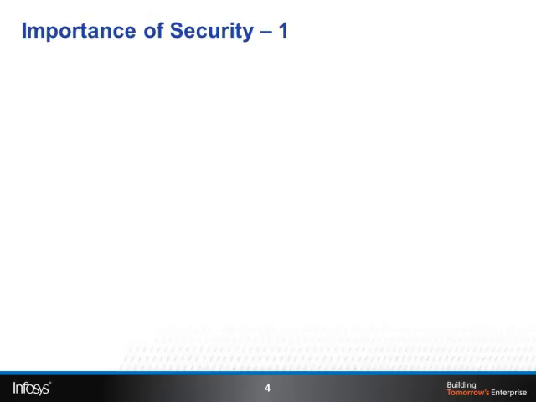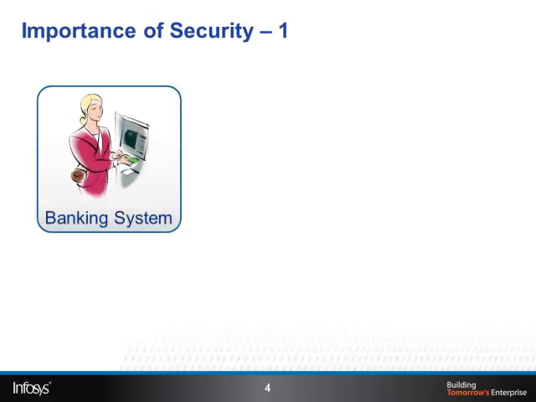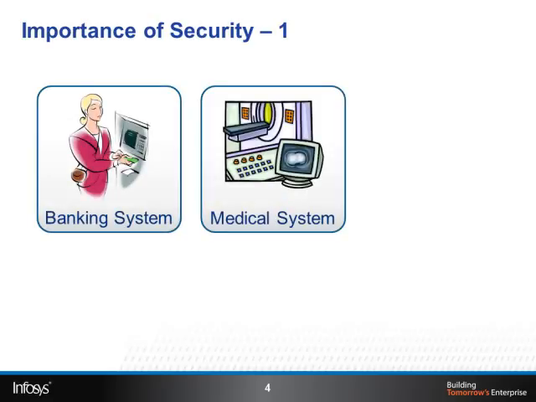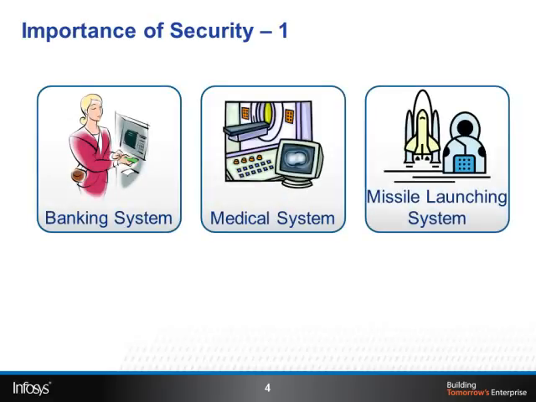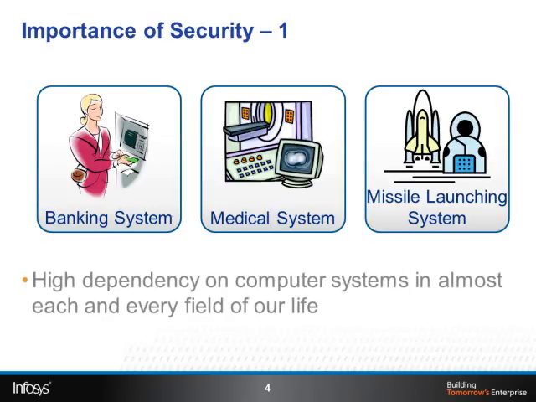Most of the enterprise systems today, such as banking, medical systems and missile launching systems, are automated and largely controlled by software systems. Because of the increased dependency on computers to help run businesses and keep track of our personal information, entire industries have been formed around the practice of network and computer security.